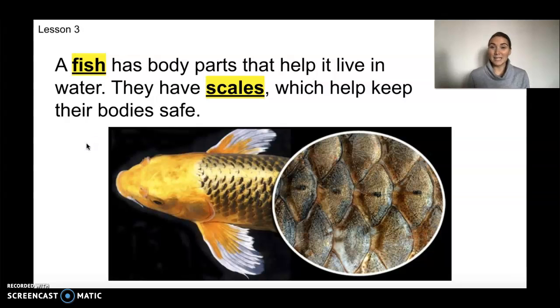Our next group is called fish. A fish has body parts that help it live in water. They have scales which help keep their bodies safe. Look closely at this picture, boys and girls. Do you see the scales on the fish? Do we know another animal group that has scales? We learned that reptiles have scales, but their scales are dry.